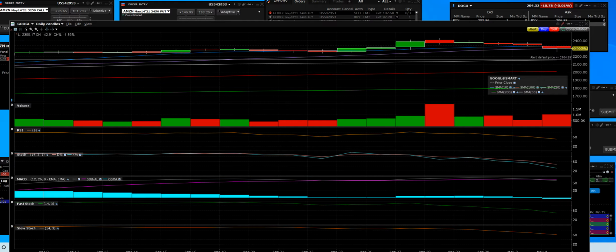And the last print of the day was 2300.17 pennies on 2.24 million shares traded. Or you can figure it minus 1.83%.